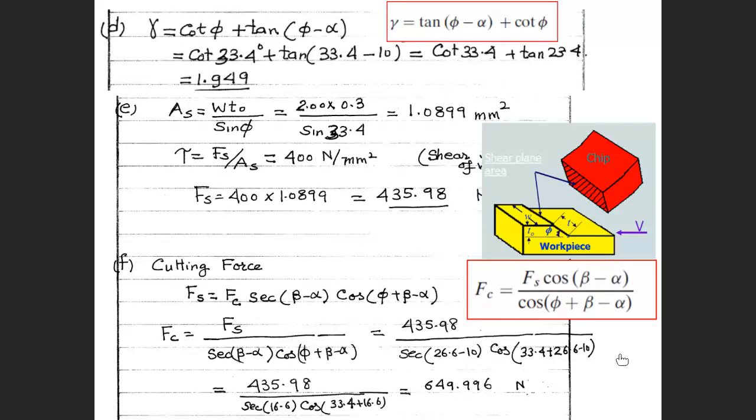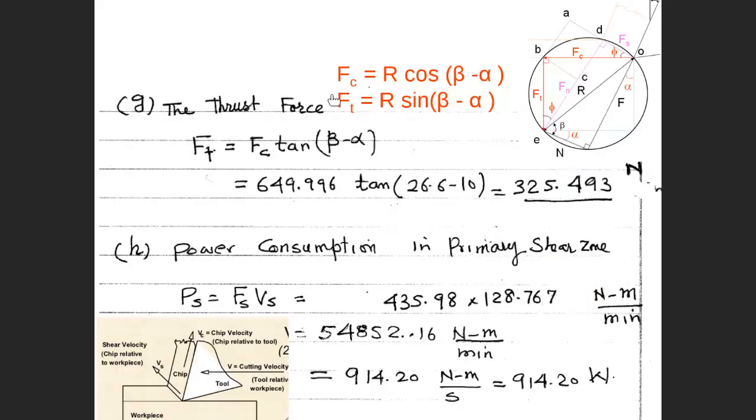If you need to get Fc, then Fc equals Fs cosine of beta minus alpha divided by cosine of phi plus beta minus alpha. Then you can get Fc, and you can also get Ft as a function of Fc, because Fc equals R cosine of beta minus alpha and Ft equals R sine of beta minus alpha. You divide, R cancels, then you get Ft equal to Fc tan of beta minus alpha. Then you can obtain it. If you have any question, you stop me anytime, no problem.